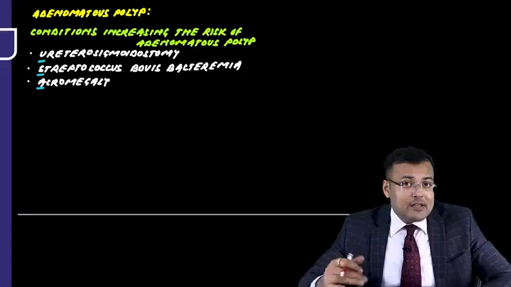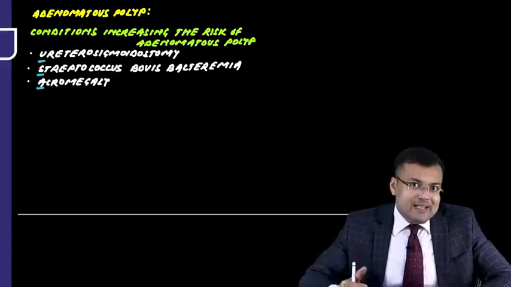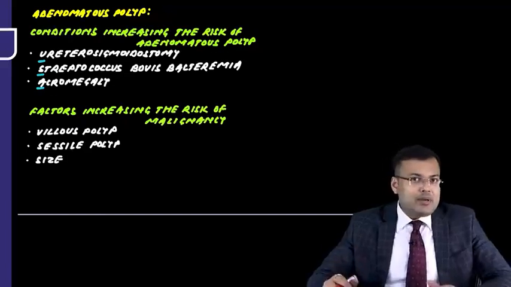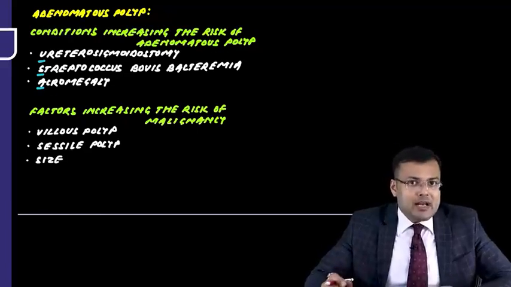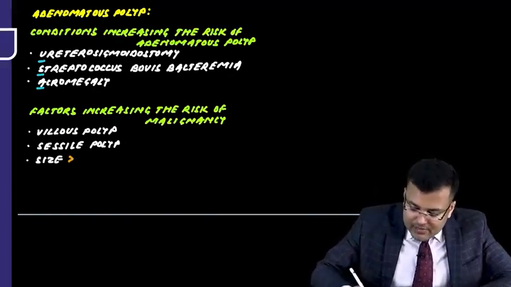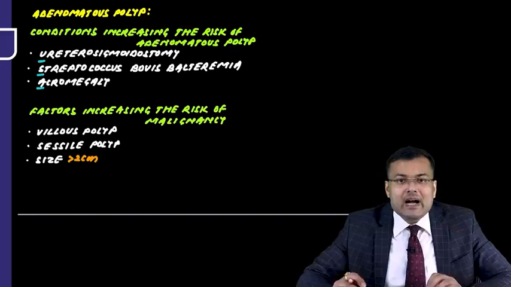Then there are factors which are going to increase the risk of malignancy in adenomatous polyp. First, villous polyp has maximum risk of malignancy. And if you compare sessile polyp and pedunculated, sessile polyps have maximum risk. Third, size. Whenever the size of polyp is more than 2 centimeter, it has high risk.